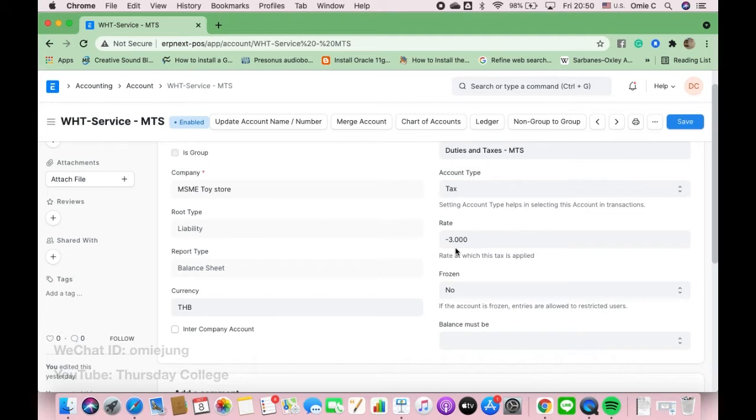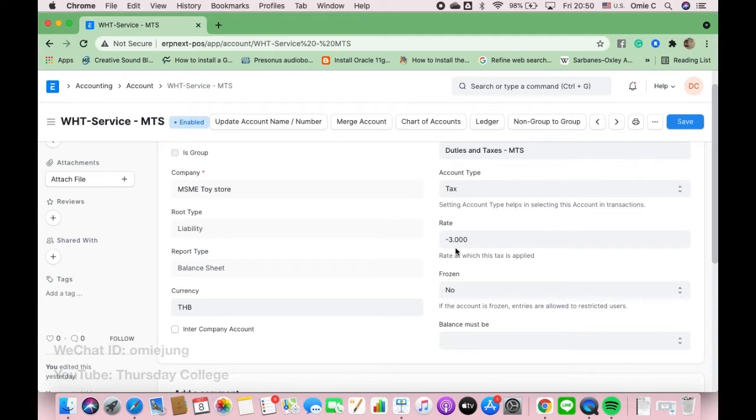Suppose we ask the plumber to fix something, right? When we pay the plumber, we don't pay 100%, we pay only 97%. The other 3% we keep and then put it to the revenue department later on. But in Thailand you need to have some form, so that the plumber can use the form to deduct his personal income tax later on when the year ends.